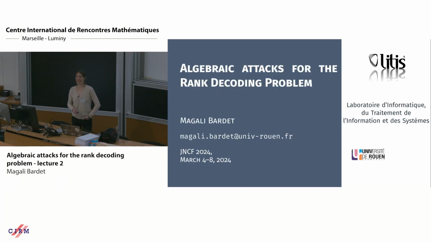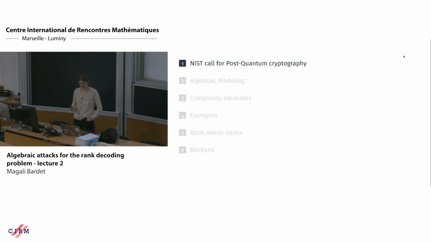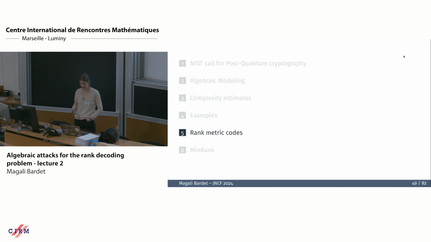Thank you. So this is the second part of the talk. In the first part, I explained how we can analyze the complexity of solving an algebraic system of equations and what we expect from a good algebraic modeling for application. And today I will present an application to cryptography, and in particular cryptography with coding theory.